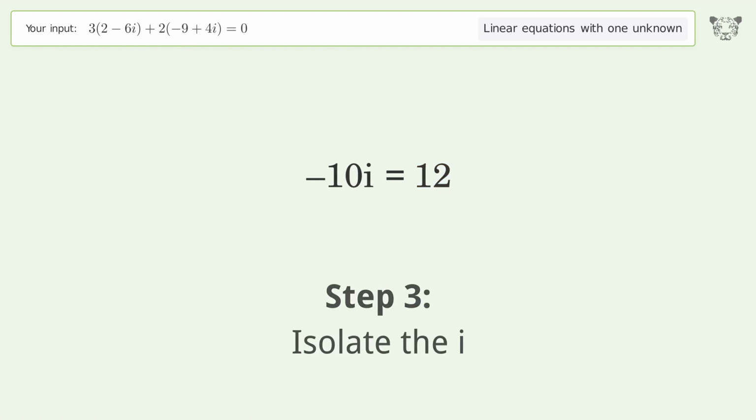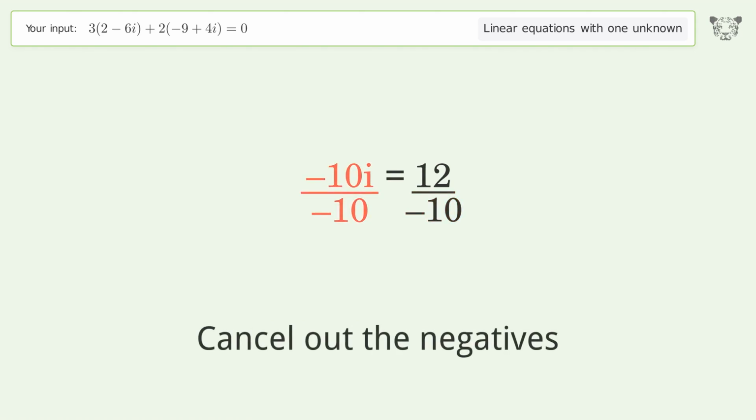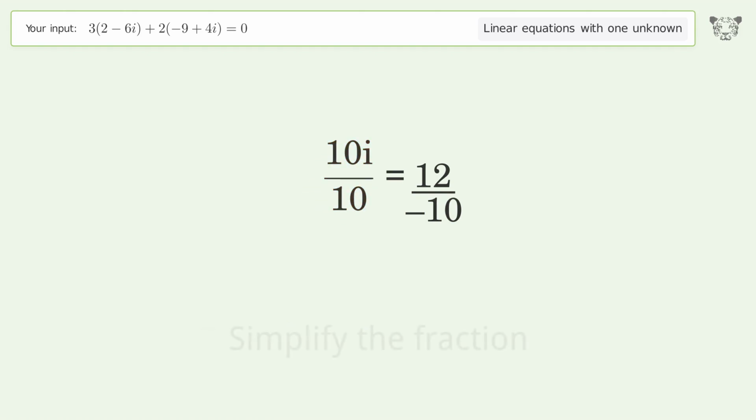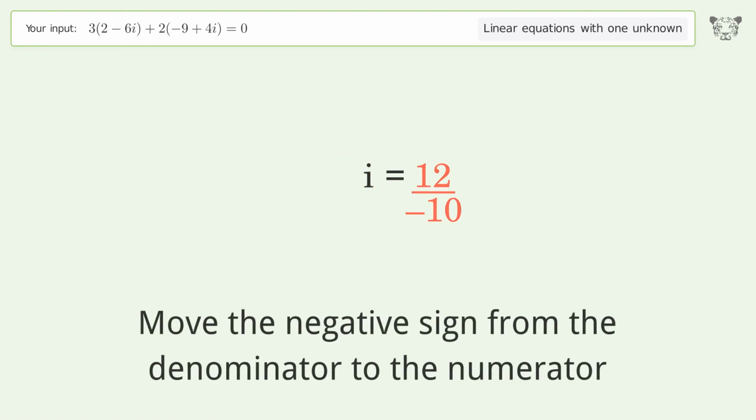Isolate the I. Divide both sides by -10. Cancel out the negatives. Simplify the fraction. Move the negative sign from the denominator to the numerator.